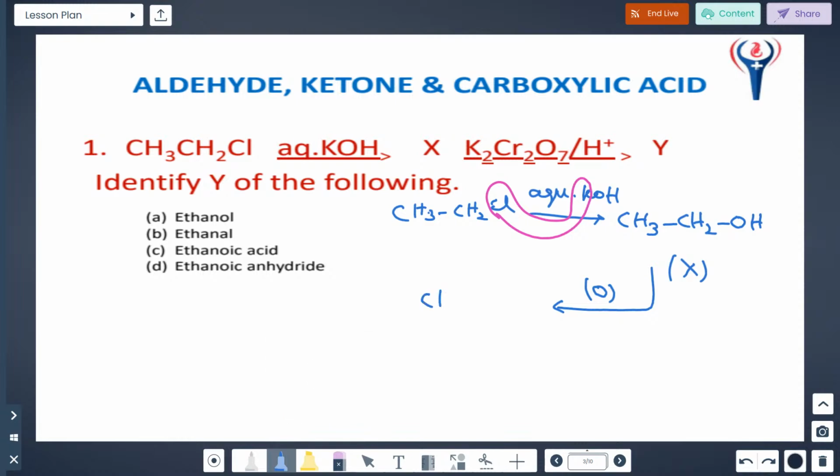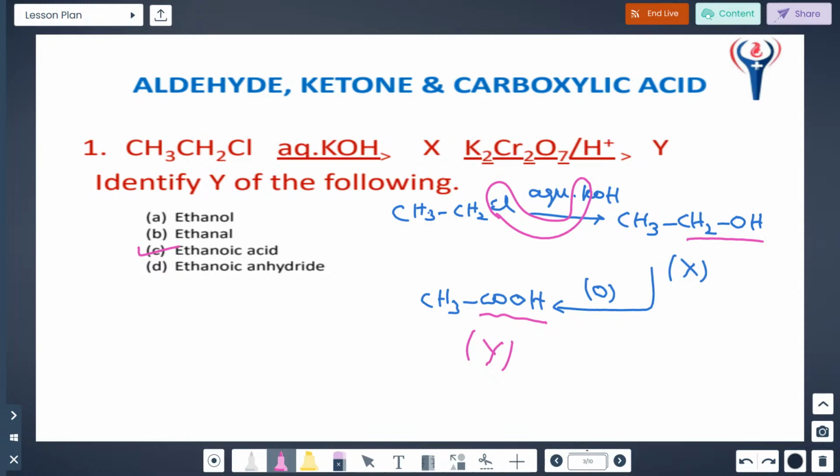That is CH3COOH. Are you following? This CH2OH is a primary alcohol. This primary alcohol becomes carboxylic acid. That's the role of acidified potassium dichromate. So this is Y. Among these, which is the correct answer? CH3COOH is called ethanoic acid. Simple one. Answer C is the correct one.